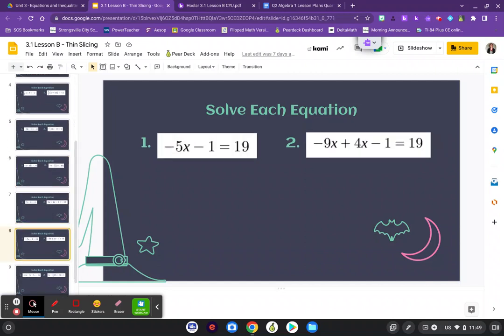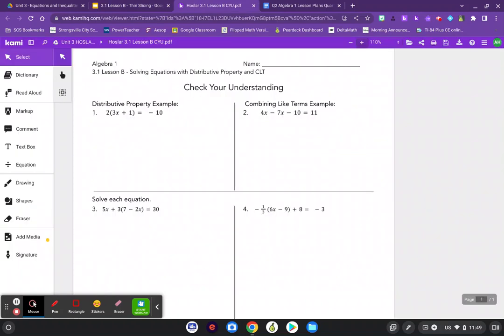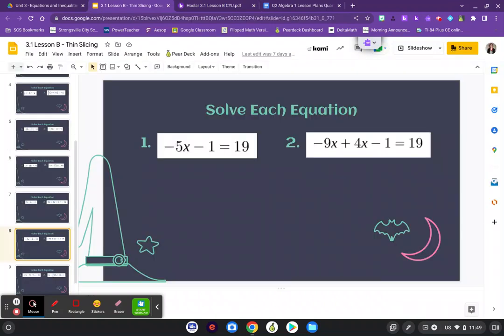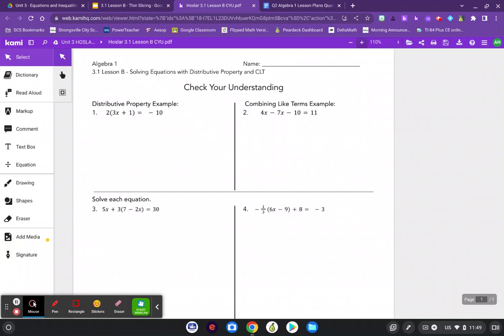But instead of me working through each of these, I'm just going to go ahead and do the check your understanding. And then once you watch the video on the check your understanding, I would like you to go back and try the equations in the lesson 3.1b, thin slicing, the Google slides here.